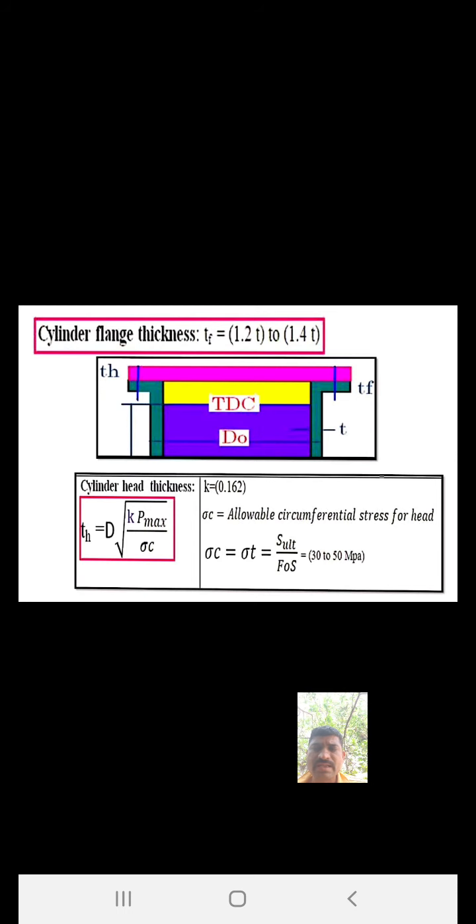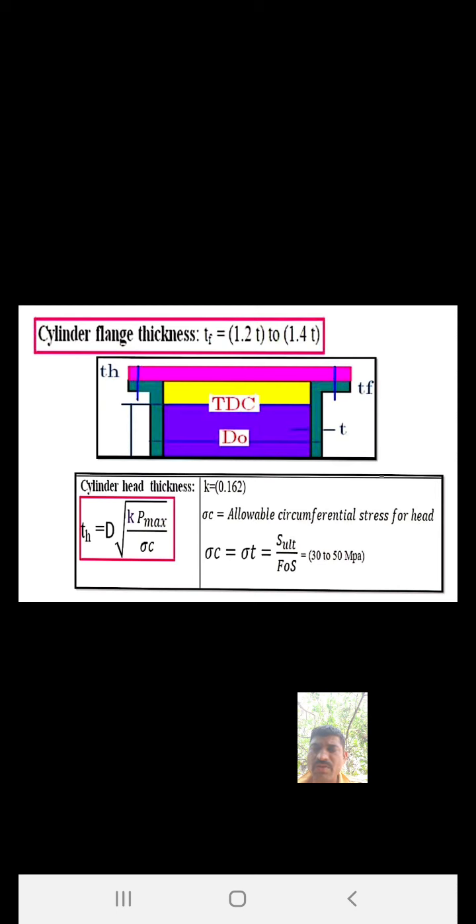Cylinder head thickness t_H is equal to D into root of K into P max divided by sigma C. What is the K again? See here, K is the constant.